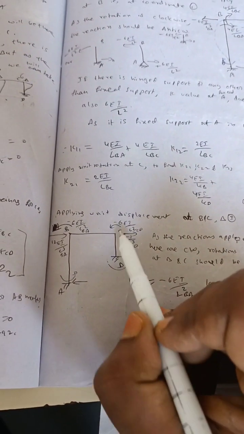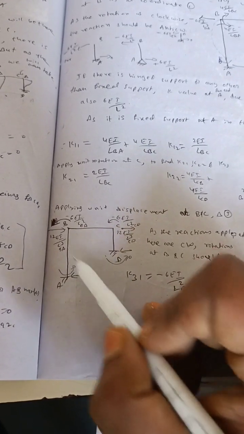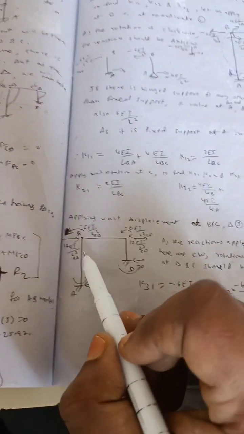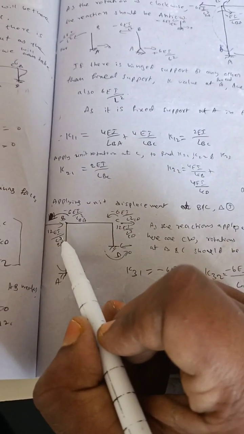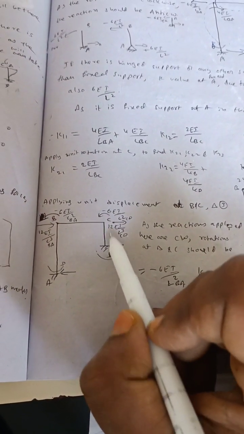Next, for CD, so we have taken anti-clockwise here, here and here. Here it will be 0. For this, here it will be 0. So minus 6EI by LCD square. Next, the formula here is 12EI by L cube. L cube means LBA cube, and 12EI by LCD cube.